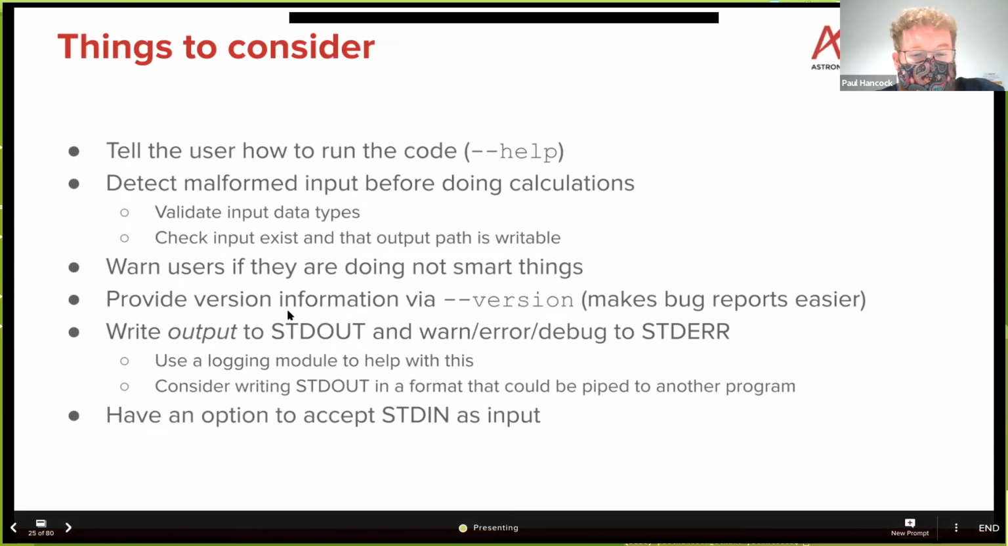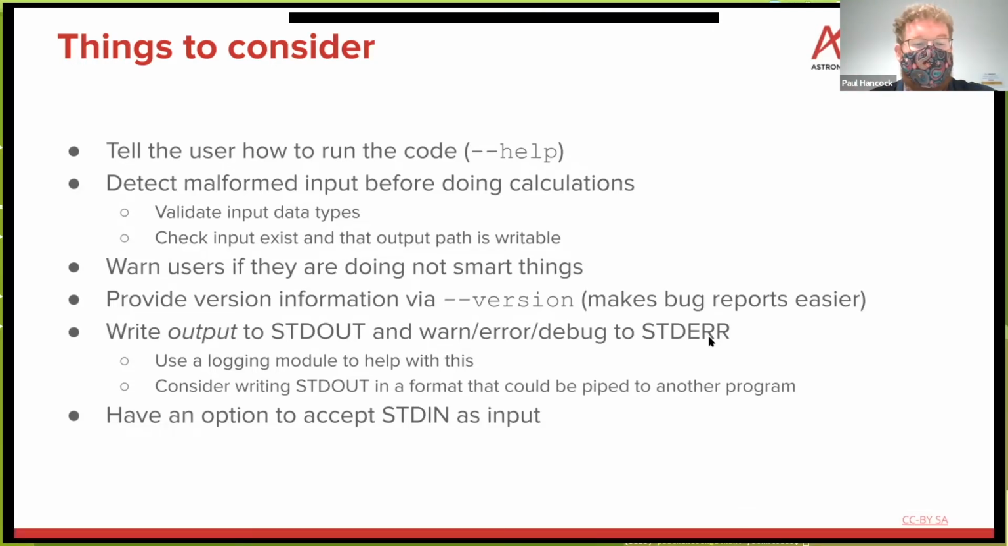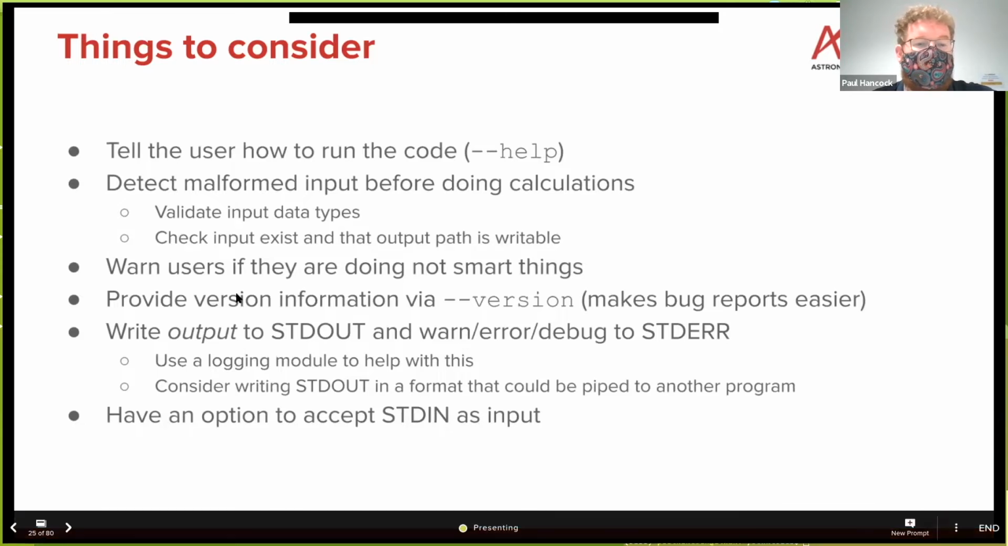The other thing that might be good, so there's these two at the bottom here, is to write your output to standard out and write your warnings, errors, and debug messages to standard error. Now, somebody who's interacting with the terminal will just see the same text scrolling by. But if you're using a little bit of Linux Kung Fu, you can direct standard out to one file and all of the standard error can go somewhere else. Sometimes that just goes to dev null.